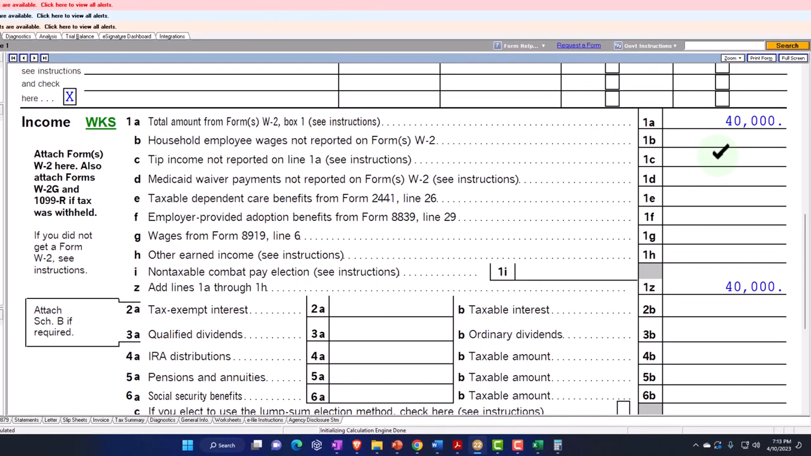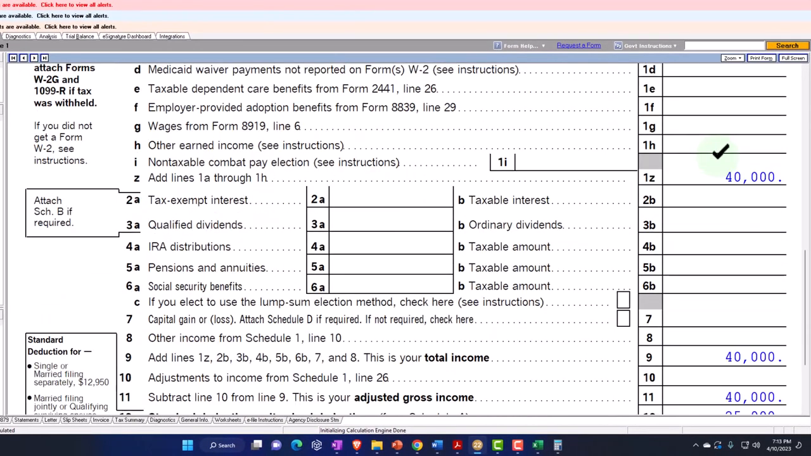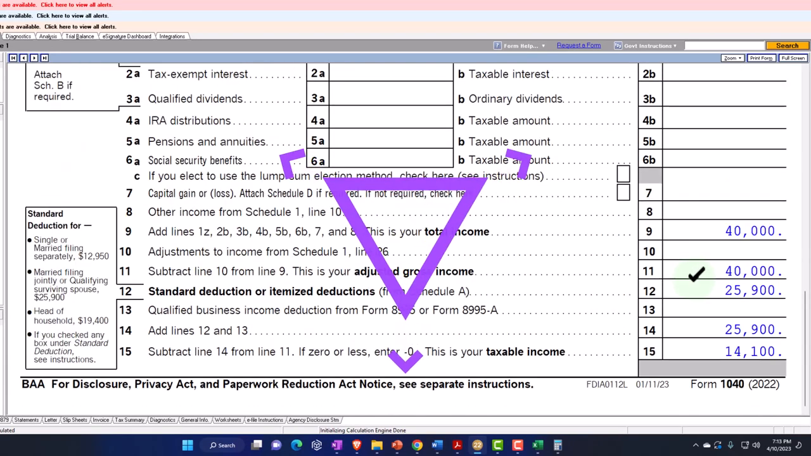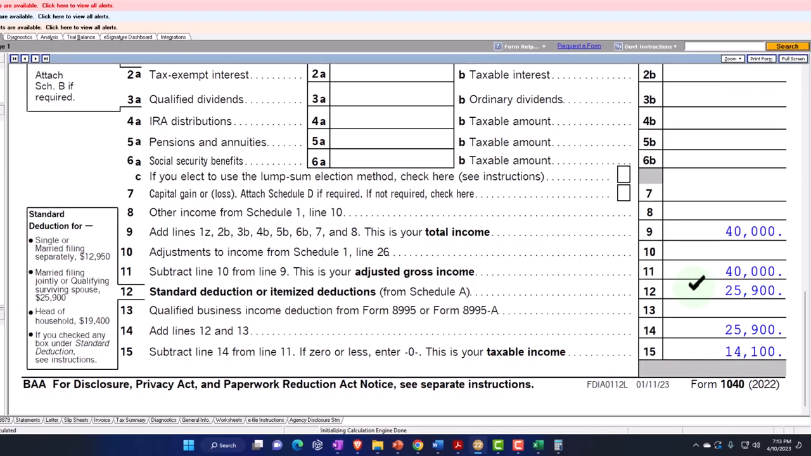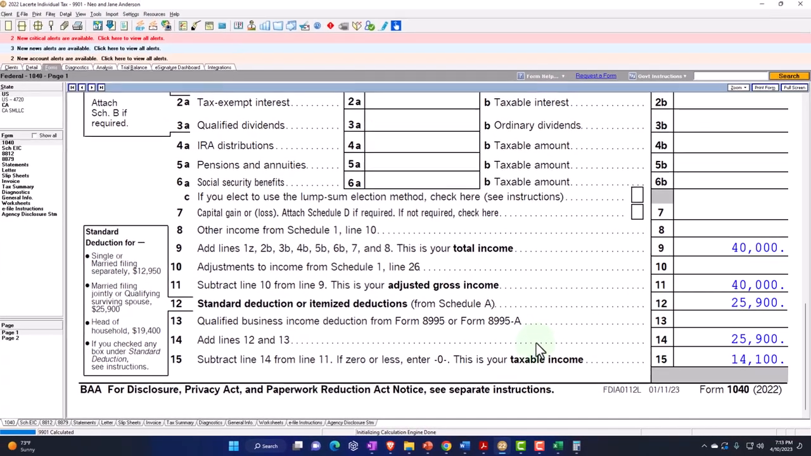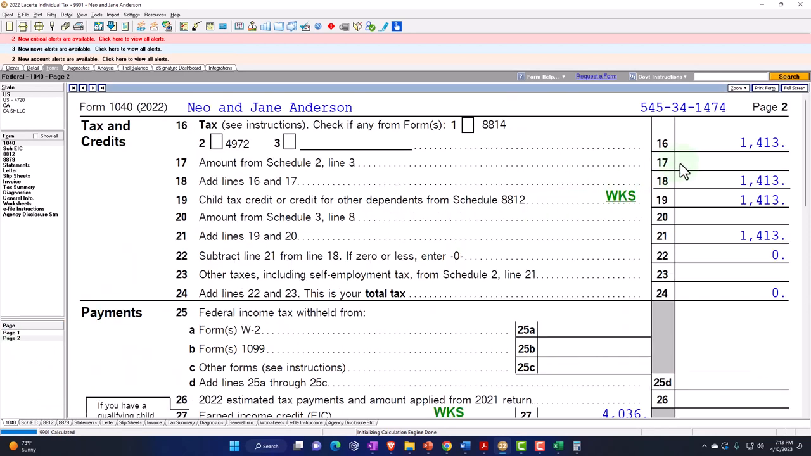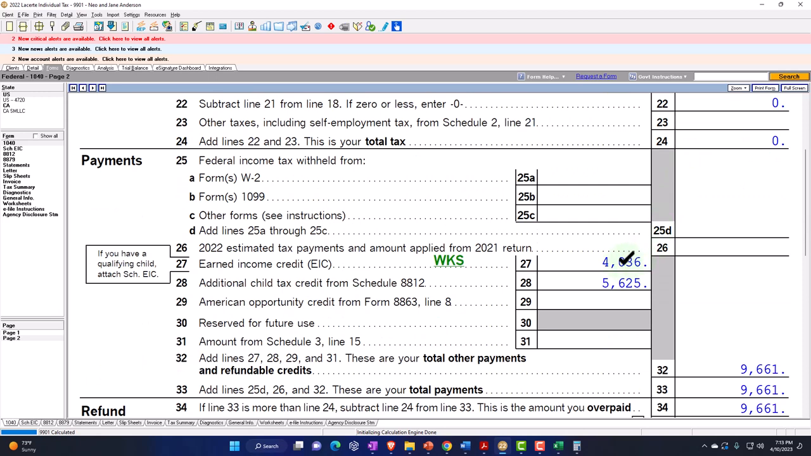So they were maximizing their benefit before from the earned income tax credit at 6,935. And the standard deduction doubles like you would normally think something would double if married. The tax rates are adjusted for married, but the credit here is now calculating at 4,036 for the earned income tax credit.